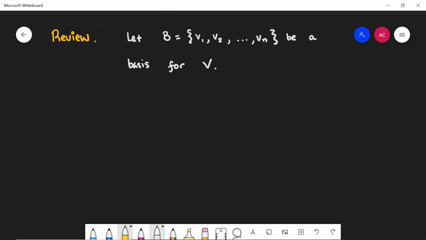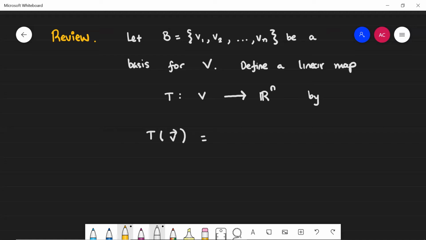Now it turns out what we can do is define a map. In particular, it's going to be a linear map. We'll call this linear map T. It takes an element from V and produces a vector in Rn. The way this map is defined is as follows: I take a little v living in capital V, and I send it to the coordinate vector with respect to this fixed basis that I started with.